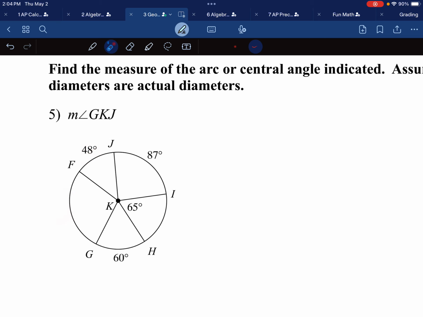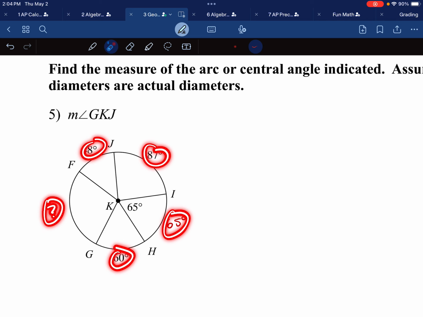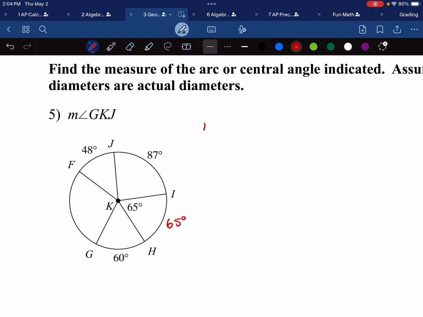So I need 48 plus this angle that I don't know. Is there a way to figure out that unknown angle? Yes, because this interior angle of 65 is really the arc measure out here. So this is 65 degrees for the arc measure. All of these arc measures, including the one that we don't know, add up to 360. So I can say 48 plus 87 plus 65 plus 60. Let's add that up, because really I'm trying to add x to this, and that adds up to 360. So I'm going to exclude that and figure out how much to subtract from 360. Let's add these up.